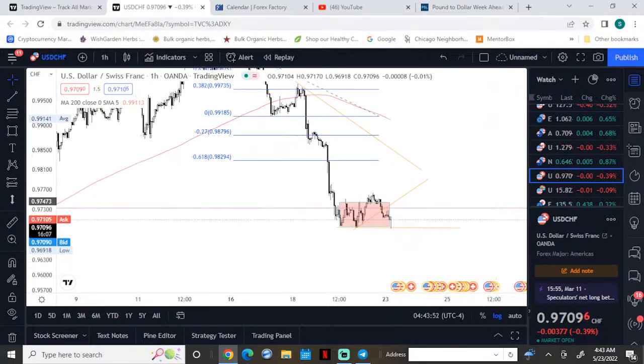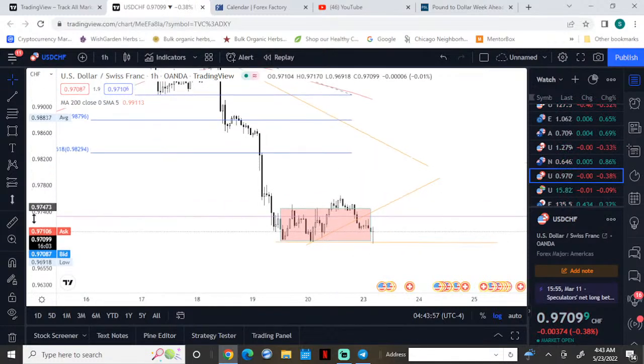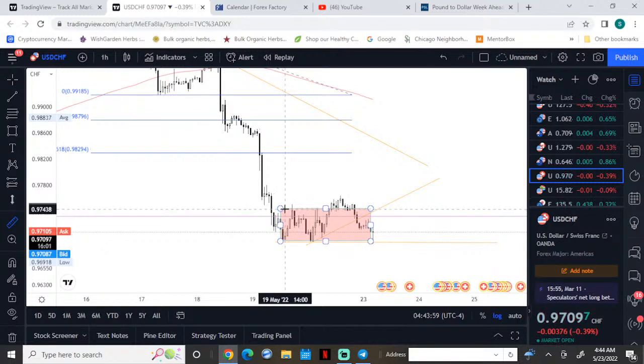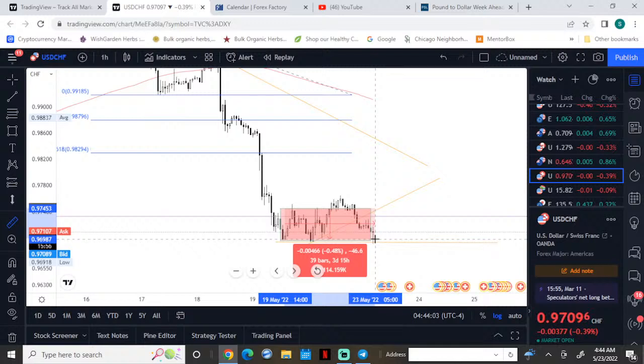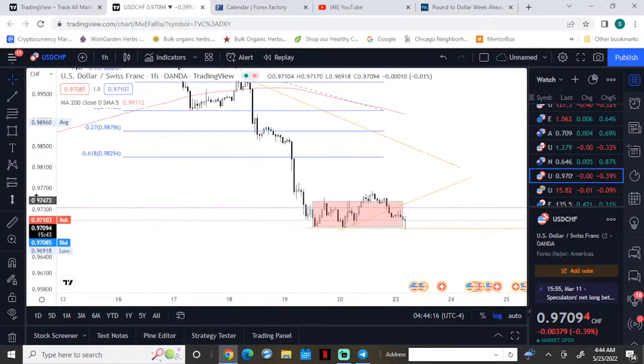The consolidation. How long have we been in this? 3 days. So this is why I trade so many pairs, because they're not all going to be consolidating at the same time. They're not. But when they do, they do. You know, what can you do?